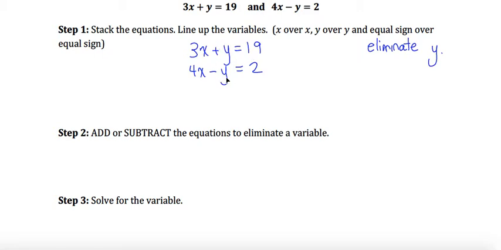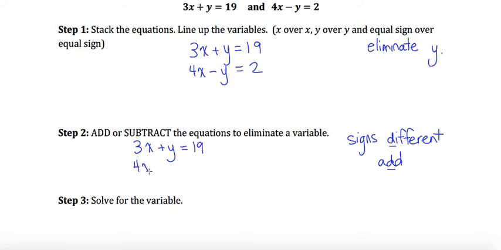So I want to think about that. And I need to think about, do I need to add or subtract? So are the signs in front of the coefficient in front of your y's the same, or are they different? And in this case, they're different. So that means we need to add. So I'm going to rewrite my set of equations, making sure that I'm stacking my equations, x over x, y over y, and equal sign over equal sign. And now I'm going to add these 2 equations together.